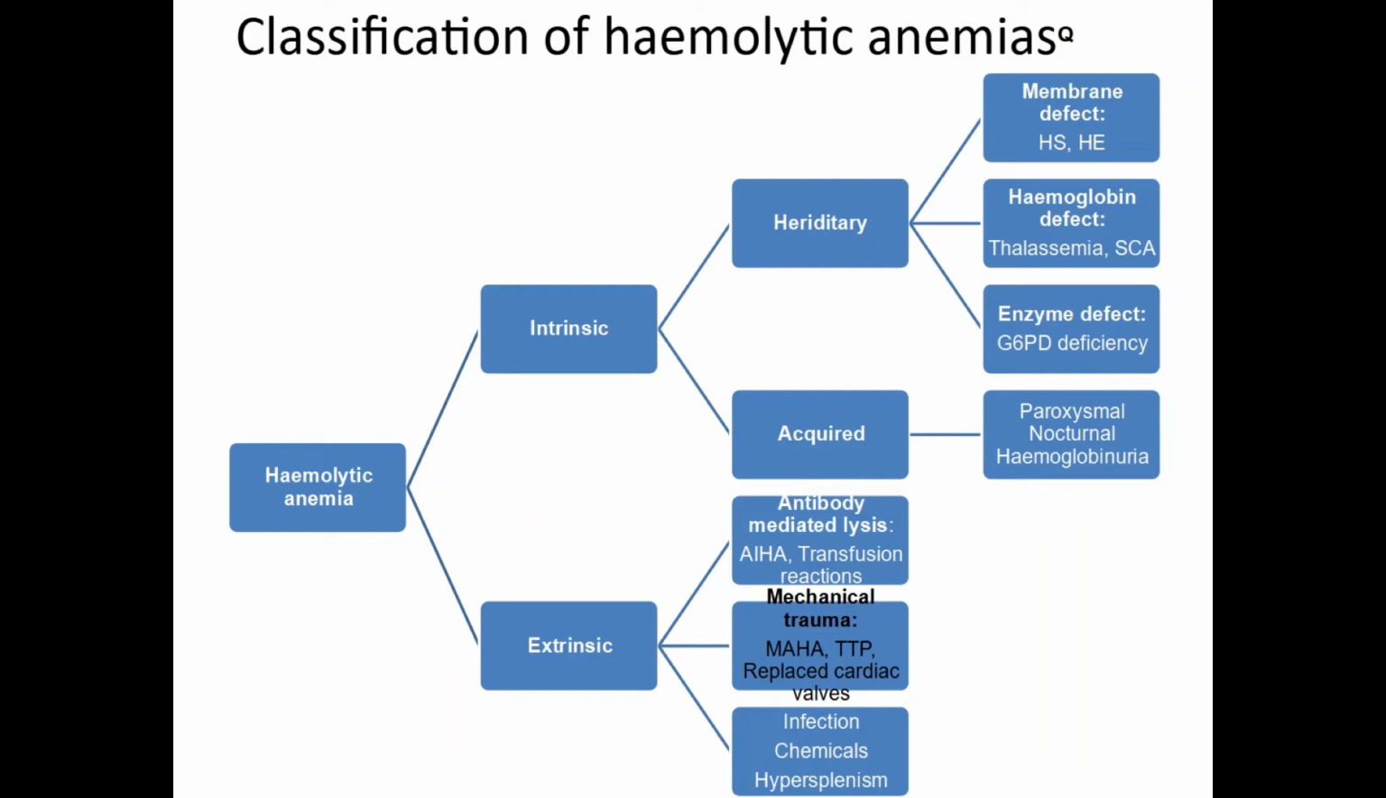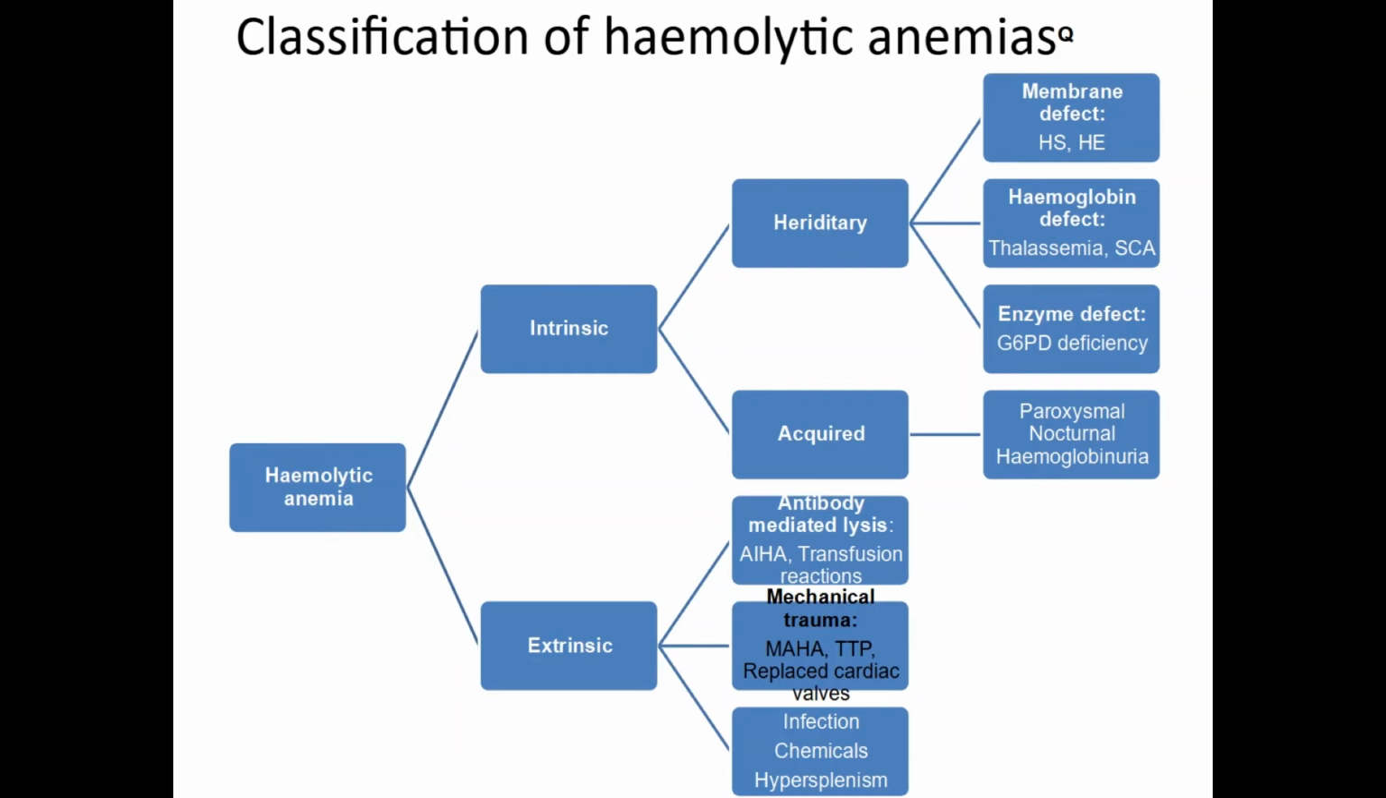The intrinsic hemolytic anemias are classified into hereditary and acquired. Under hereditary, it could either be because of RBC membrane defect, the examples for which are hereditary spherocytosis and hereditary elliptocytosis.